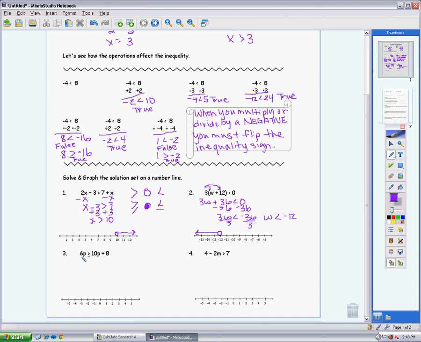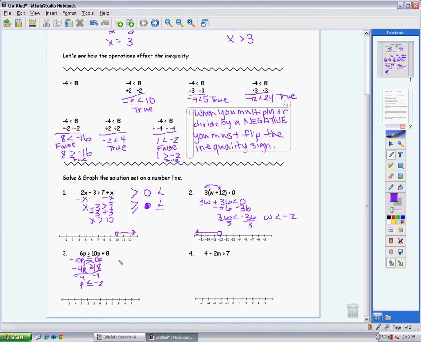Number 3, we have 6p is greater than or equal to 10p plus 8. I think I am going to move my 10p because 6p is already by itself over here. And that's going to leave me with negative 4p greater than or equal to 8. Then I've got to divide by negative 4. So that gives me p, and that gives me negative 2. But remember, whenever I multiply or divide by a negative number, I've got to flip that inequality sign. So that's going to change directions and become p is less than or equal to negative 2.